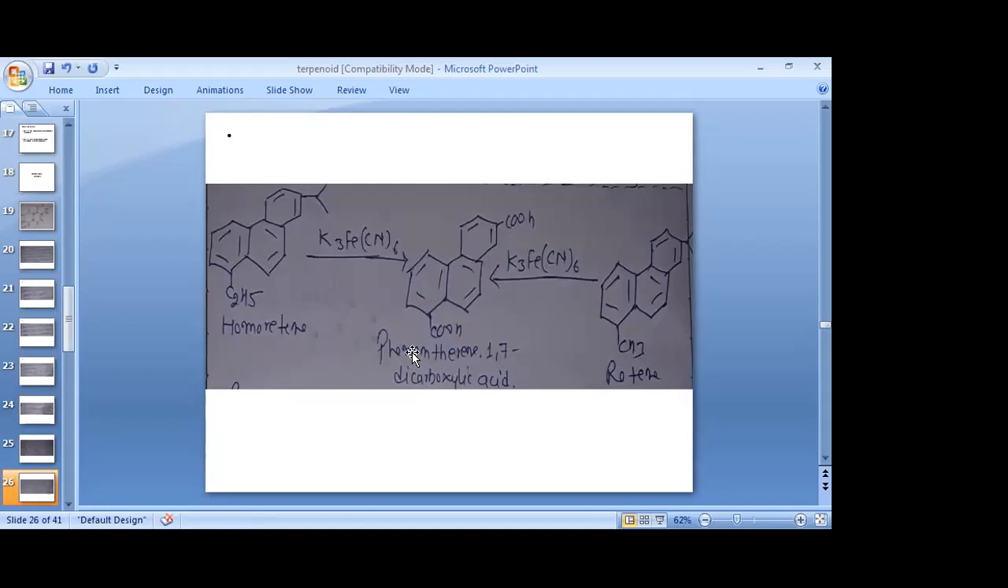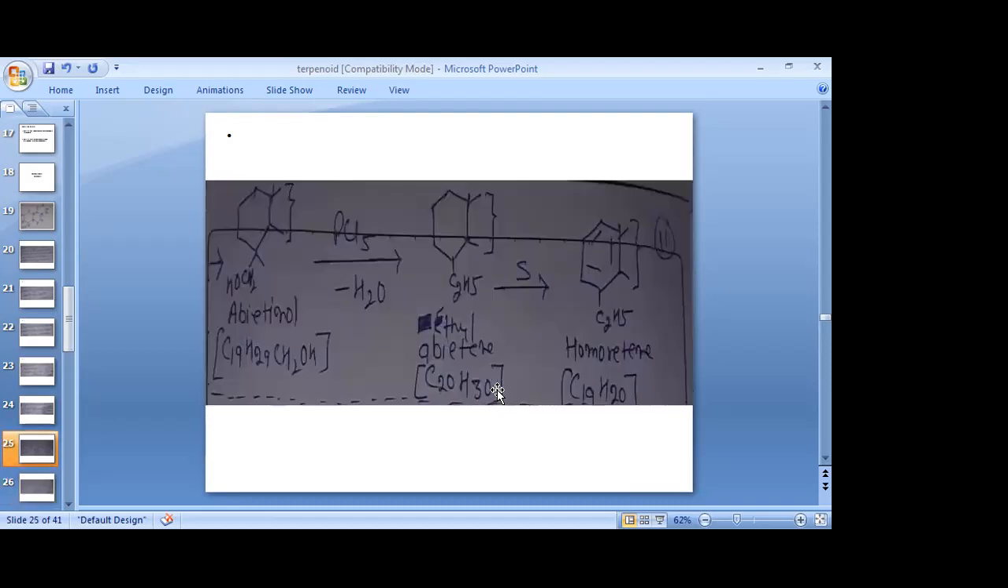That product is called phenanthrene 1,7-dicarboxylic acid. Because at the first position there is a COOH, we can say a carboxylic acid exists at the first position, right? So phenanthrene 1,7-dicarboxylic acid has its COOH group at the first position, because retene and homoretene both give the same product when they react with potassium ferricyanide. So this is the point, right?